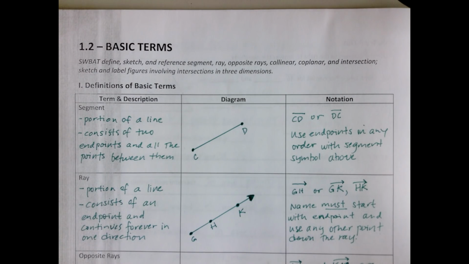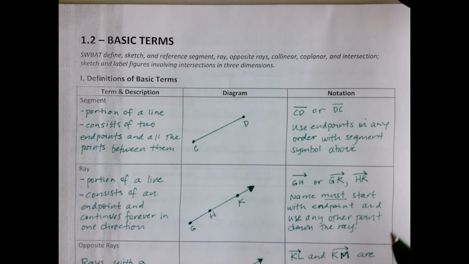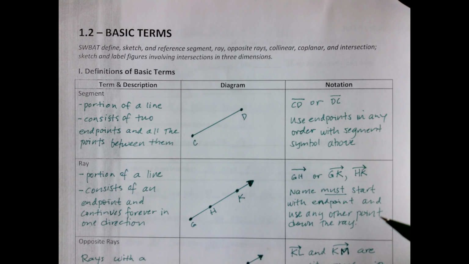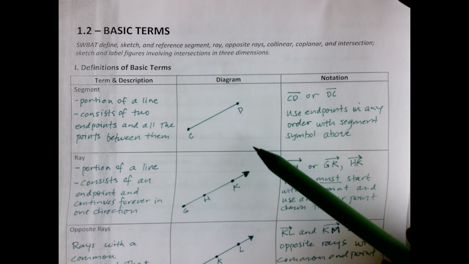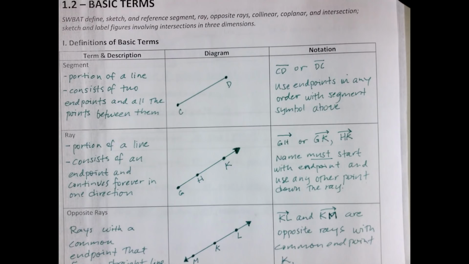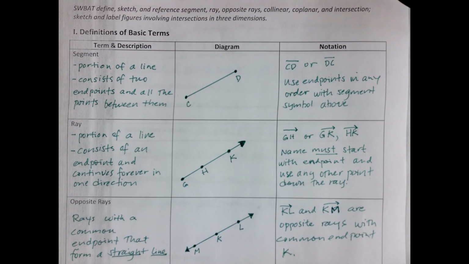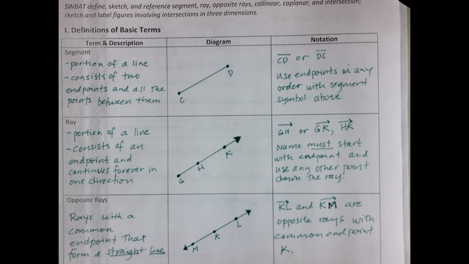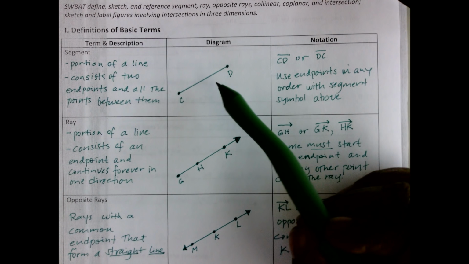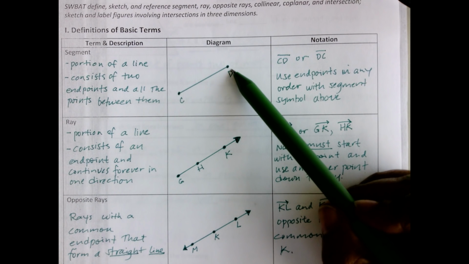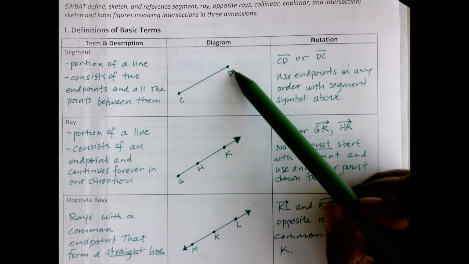So we're going to talk about some of these basic terms, one of which is a segment. As you can see in the diagram, which you are going to copy down, you're going to be copying down this whole graphic organizer here. A segment is a portion of a line. So it's literally a piece of a line, and we know that a line goes on forever and ever. So a segment is just a piece of that.